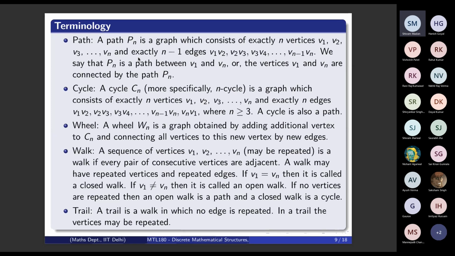Okay. Now this is a walk. Now another term is called a trail. Again, this is different from a walk and a path. Actually, it lies between walk and path. So a trail is a walk in which no edge is repeated. So here vertices can be repeated, but edges are not repeated.